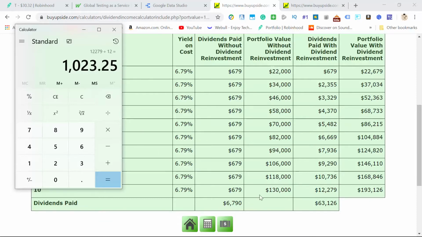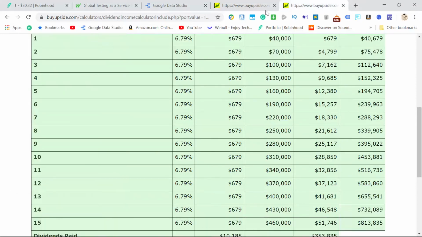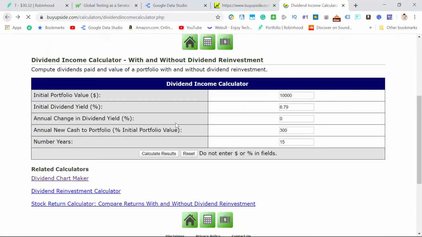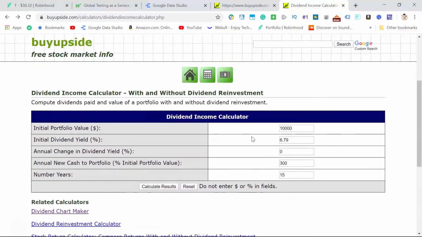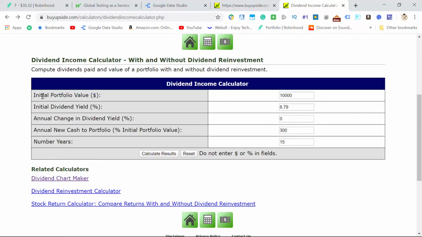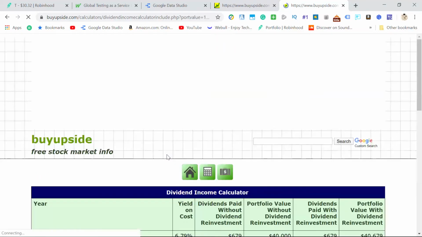Okay. So now let's go to the next one, our third example. So our third example, we're going to be trying to hit $4,000 a month in dividend yield. So that's a lot of passive income. So the initial portfolio value, you're going to use $10,000. Initial dividend yield 6.79. So that's still AT&T. The annual change in dividend yield is 0, and the annual new cash portfolio, we're going to say 300%. So every year you're going to be putting in $30,000 for 15 years to get these numbers. Okay, so let's calculate that out.